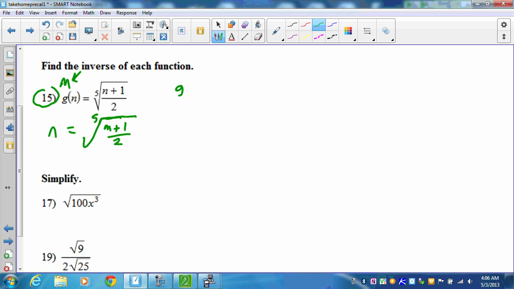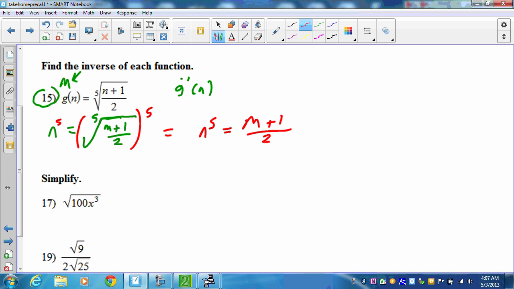And the way we write this notation is we put a little negative 1 over here. So this is what it's going to equal once we solve for m. So how do you get rid of the fifth root? You multiply it by the fifth power. Okay? So if you multiply the fifth power by the fifth root, those two things cancel out, and you're left with m plus 1 divided by 2 equals n to the fifth.